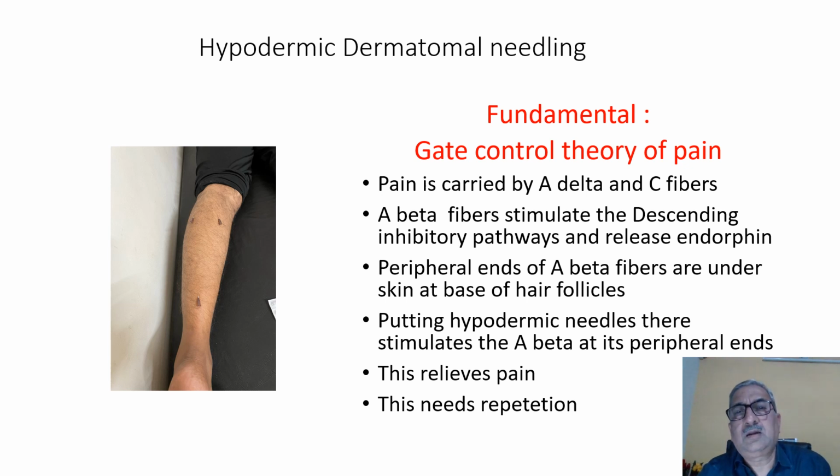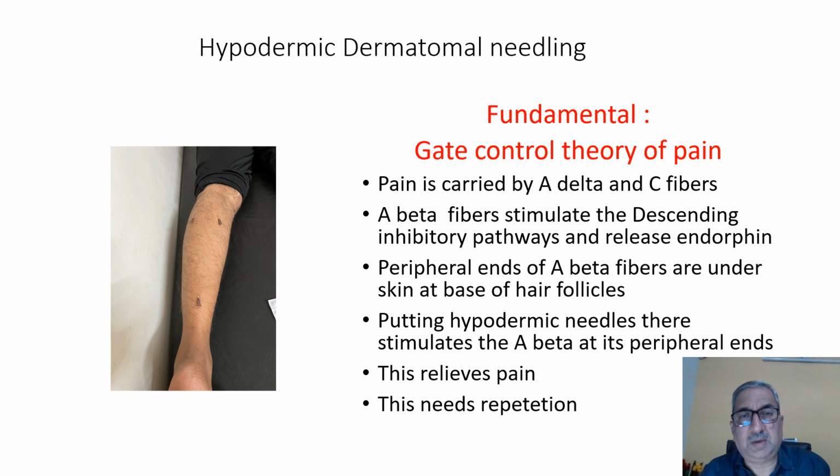Then I thought that what you get in TENS is basically gate control theory. This is also gate control theory, but here it is more invasive and appropriate, going right up to the level and the site. So I thought, let me study A beta fibers. I realized that the peripheral end of A beta fibers is under the skin at the base of the hair follicle. So I thought, why not put a small needle under the dermis, that is the hypodermis, and see what happens. To my surprise, I got excellent relief in my patients, and so started my hypodermic dermatomal needling journey.